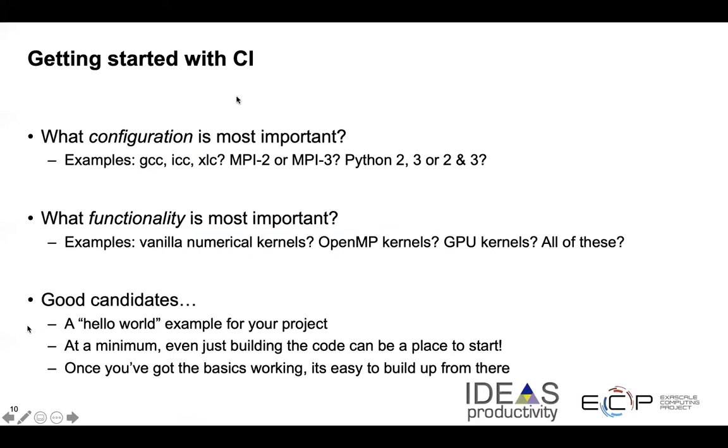Just like designing tests, you have to design how you're going to build your CI pipeline. So the kind of questions you want to ask are, which configurations are the most important ones to test? Do you want to test with different versions of MPI? Is it important that your Python code is cross-compatible between 2 and 3? Which compilers are you going to use? What functionality do you want to test? Are you doing just vanilla numerical kernels, or are they special OpenMP or GPU? These actually set the level of difficulty in being able to set up your CI pipeline.